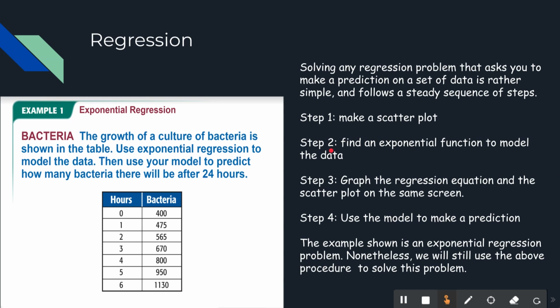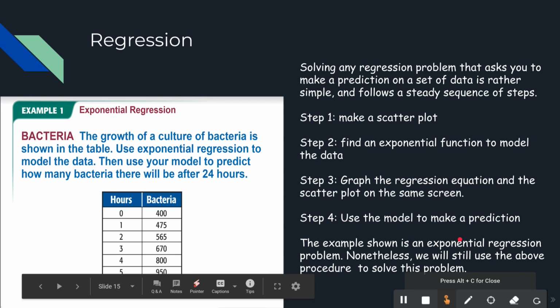But in most cases, when you don't know what type of regression it is, you're going to try exponential regression, logarithmic regression, logistic growth, everything, right? And you're just going to pick the one with the highest R squared, which is basically how well the regression curve fits the data, and you're going to use that form of regression. In this case, since it says exponential regression here, we're just going to find an exponential function to model the data. And we're going to graph the regression equation and the scatter plot on the same screen, and we're going to use this model to make a prediction.